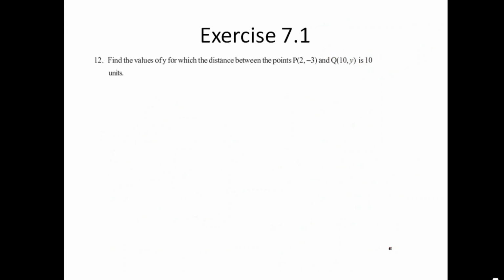So let's look at the next answer. Find the value of y. He has given here PQ is equal to how much? 10. So the distance of these two is how much? Square root of (x2 minus x1) to the whole square plus (y2 minus y1) to the whole square equals 10.